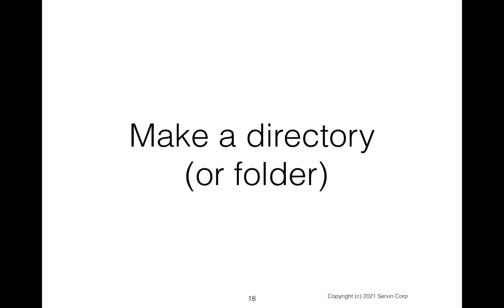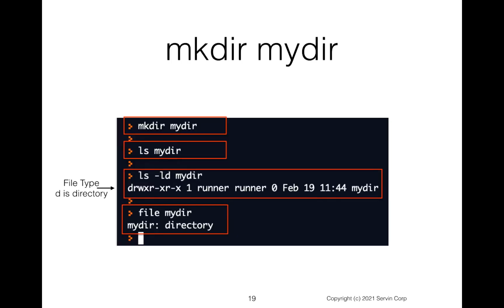Now you can also make a directory, also sometimes called a folder. So if you do the mkdir, you will make a directory, and here I'm doing mkdir on mydir, right? You can call it anything you want. I do an ls mydir. When I do ls mydir, it comes back as empty because there's nothing inside that directory. But if I do ls -ld, that is, show me a long listing of this directory, notice the very first character in that output from the long listing is a D for directory. So this shows us the file type is a directory as opposed to a normal file. Also, down at the bottom when we do the file command, notice it says mydir, and it says indeed this is a directory.